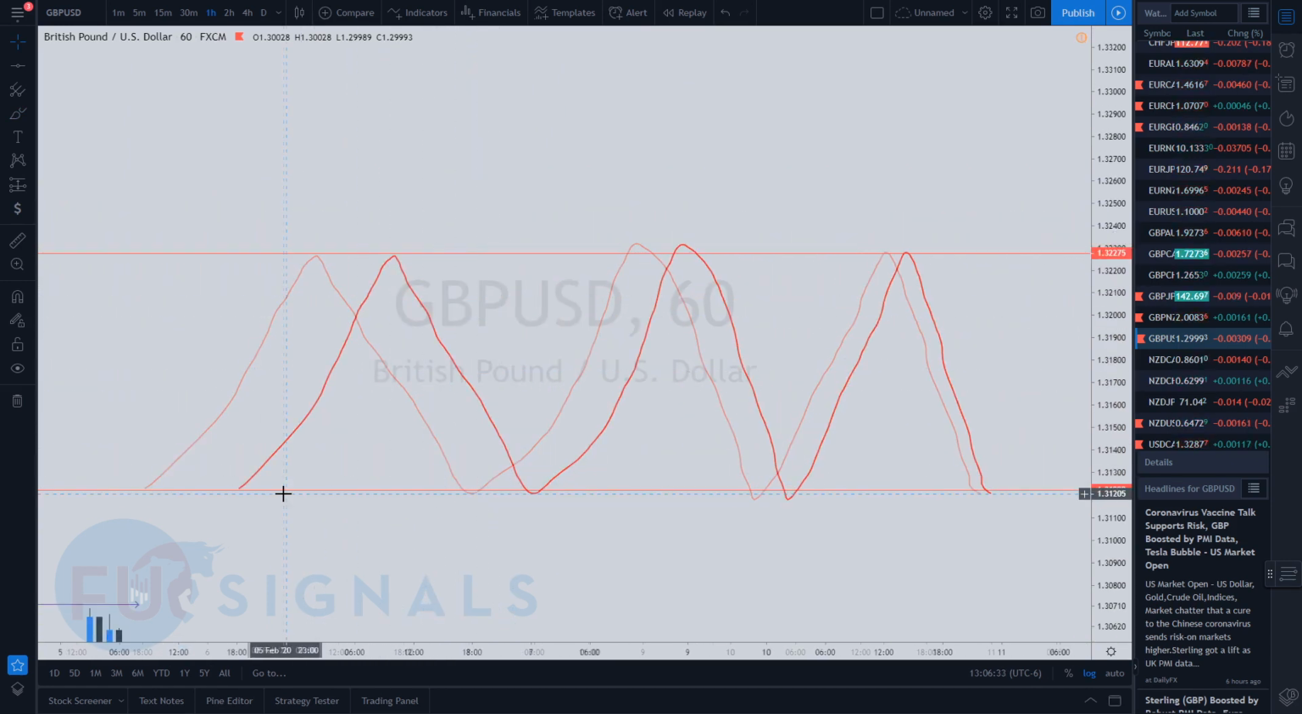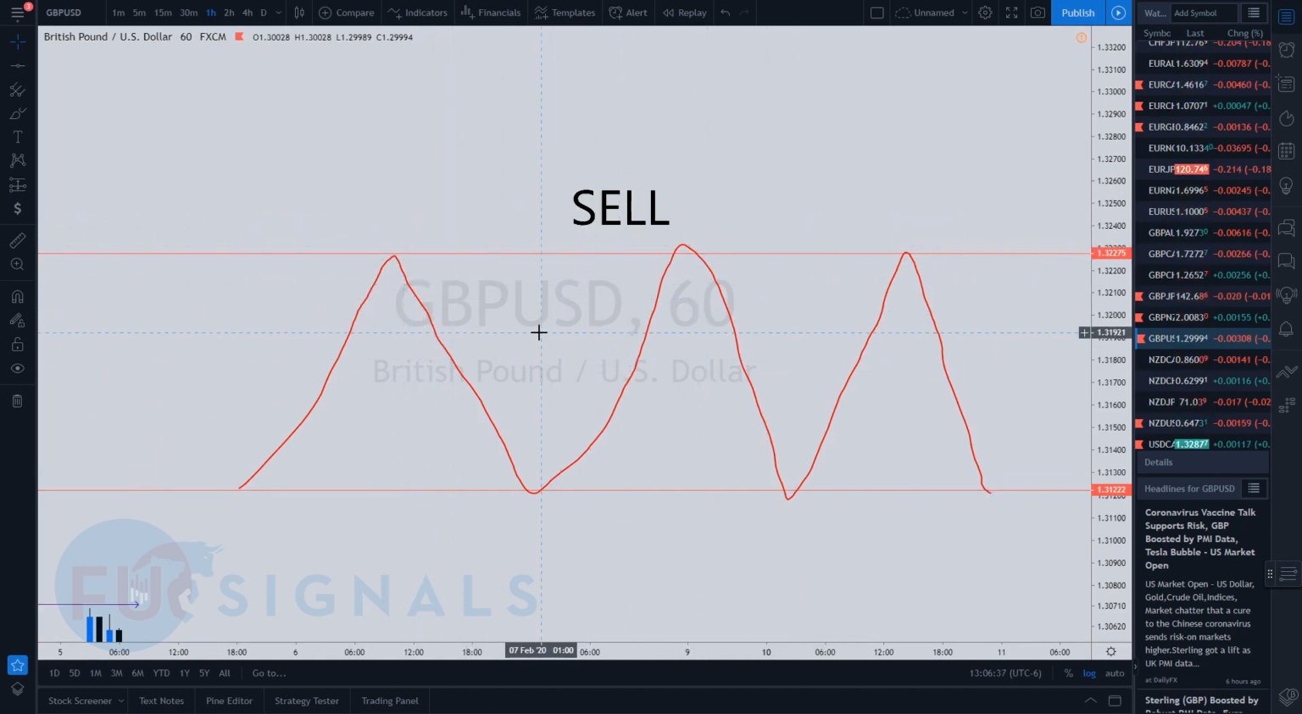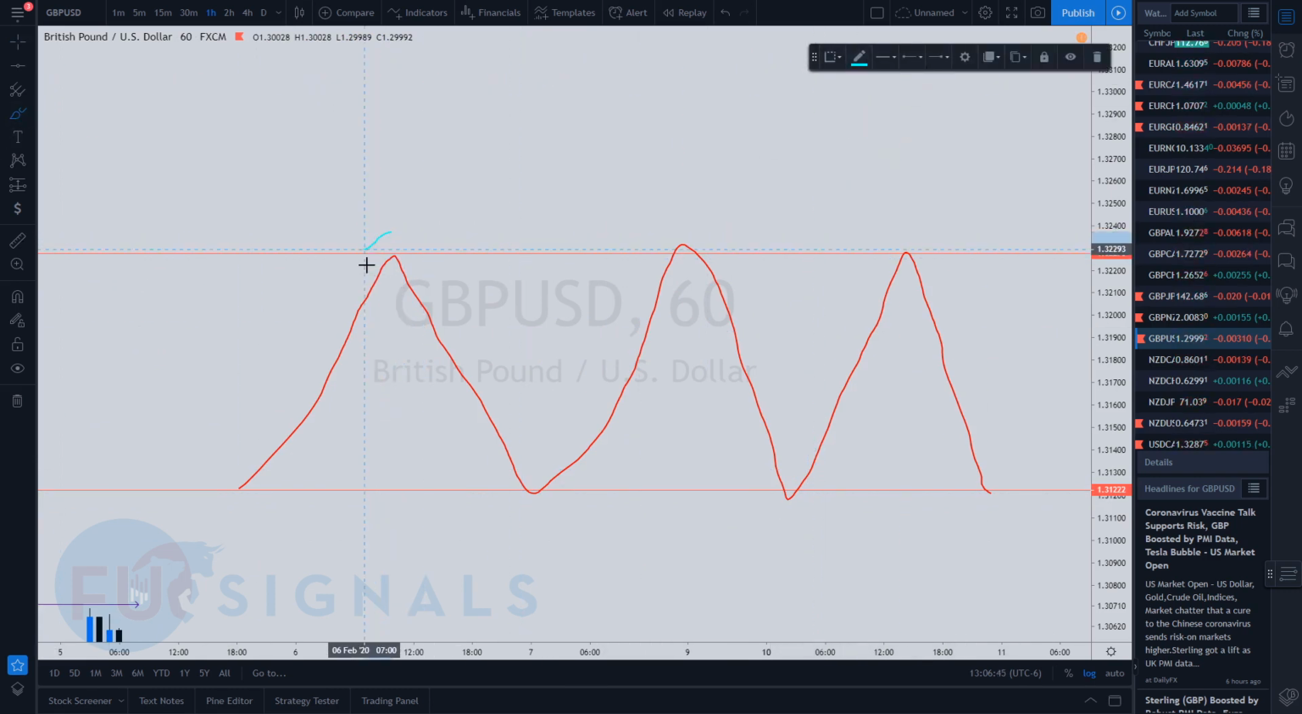So what do they teach you to do? They teach you to sell when price comes up to the resistance level and then to buy when price comes down to the support level, right? So what are you doing here? You're selling right up here, right? Sell and then sell again.